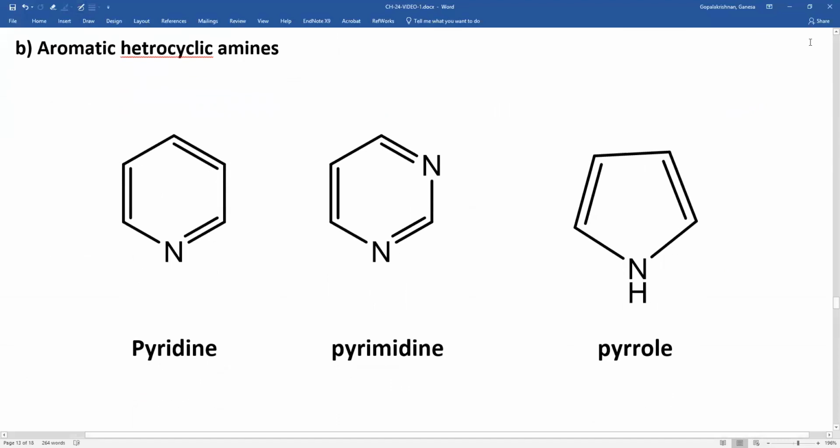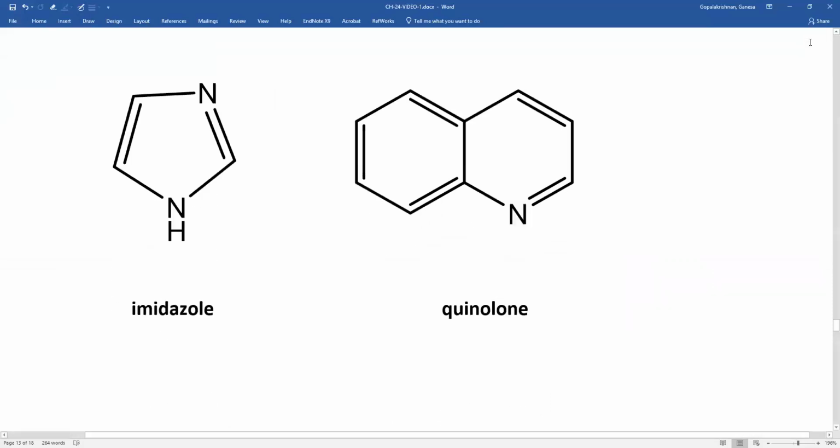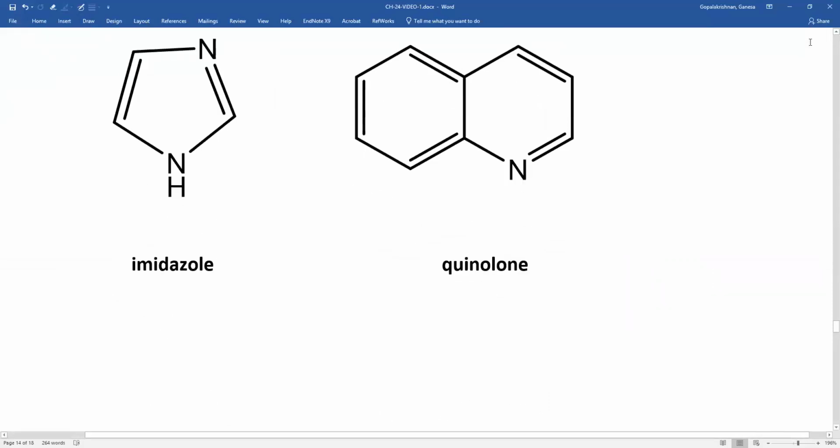Some aromatic heterocyclic compounds are also amines. Look at here. These are all aromatic compounds. We saw them in chapter 15. Heterocyclic aromatic. The name of this is pyridine. This is pyrimidine. The third one is pyrrole. And you have more names here. Imidazole, quinoline.